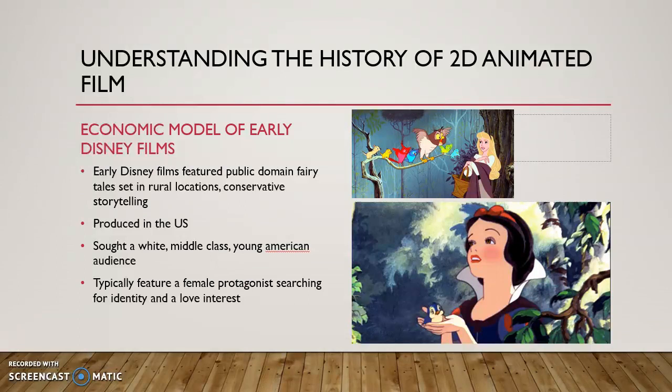Now, Disney, because they made the first feature-length animated film, they had to find ways to make this work within a feature-length animated film. So early Disney films focused on public domain fairy tales set in these rural locations where the backgrounds could remain fairly still. And their storytelling methods were also very conservative. You see a lot of stories where characters begin in a wonderful environment and then bad people come and change it, and it's up to these characters to change it back to the way it was. It's a very conservative type of storytelling.